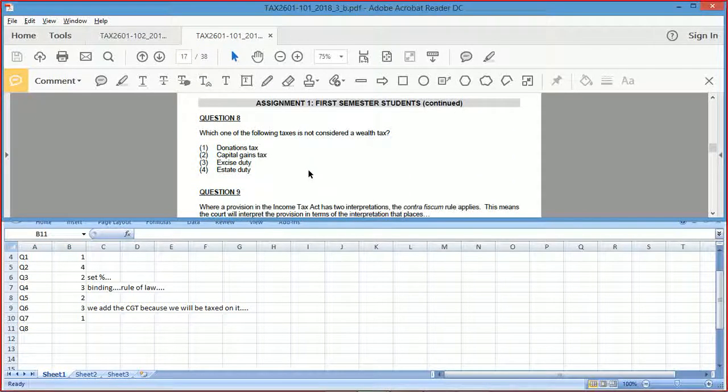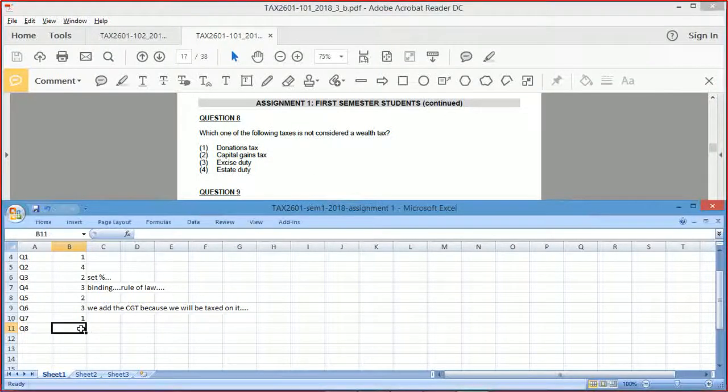Number 8. Which of the following taxes is not considered a wealth tax? That's easy. What does wealth have to do with taxes? It looks at assets and liabilities. Keeping it simple, wealth tax refers to assets of value, things that you own, your possessions. Does donations tax relate to that? Yes, because you're giving away some of your assets. So that does fall under wealth tax.